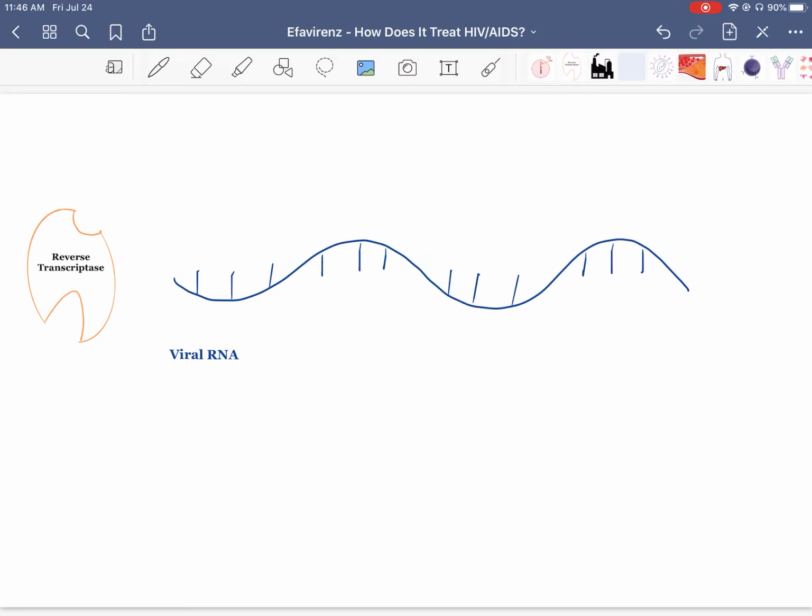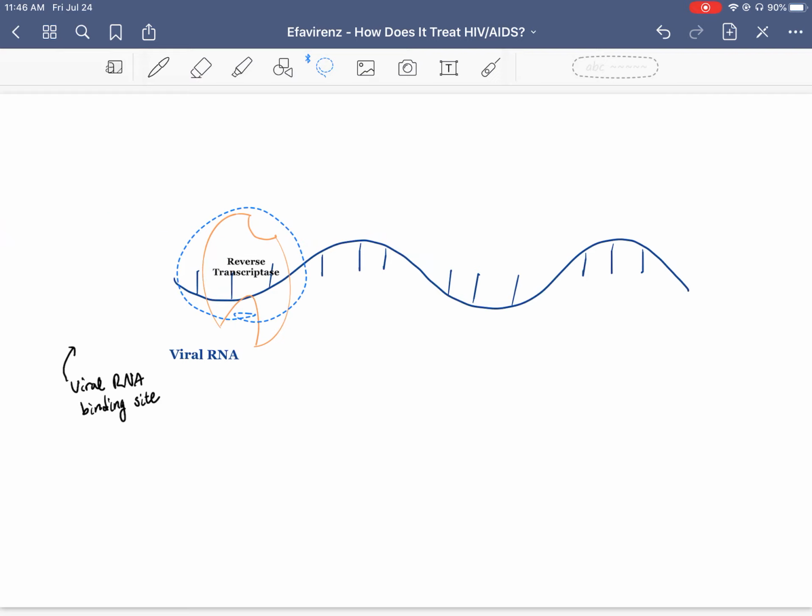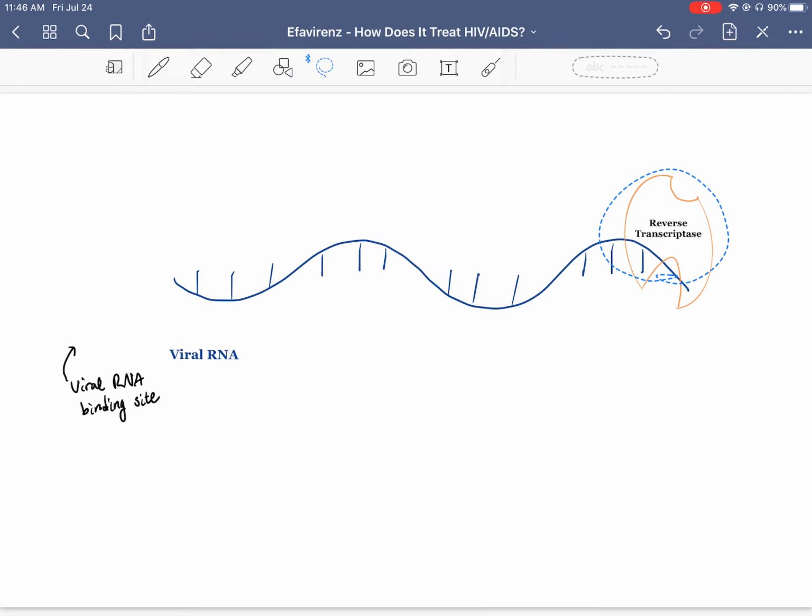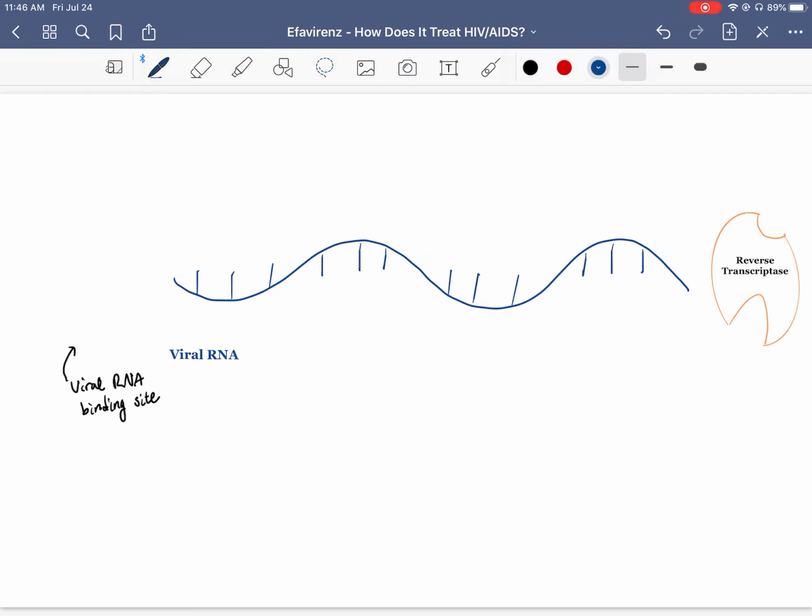Reverse transcriptase has a pocket where it binds to the viral RNA, called the active site. Reverse transcriptase binds to the viral RNA and goes along the single-stranded RNA and adds the complementary half to form the double-stranded proviral DNA.